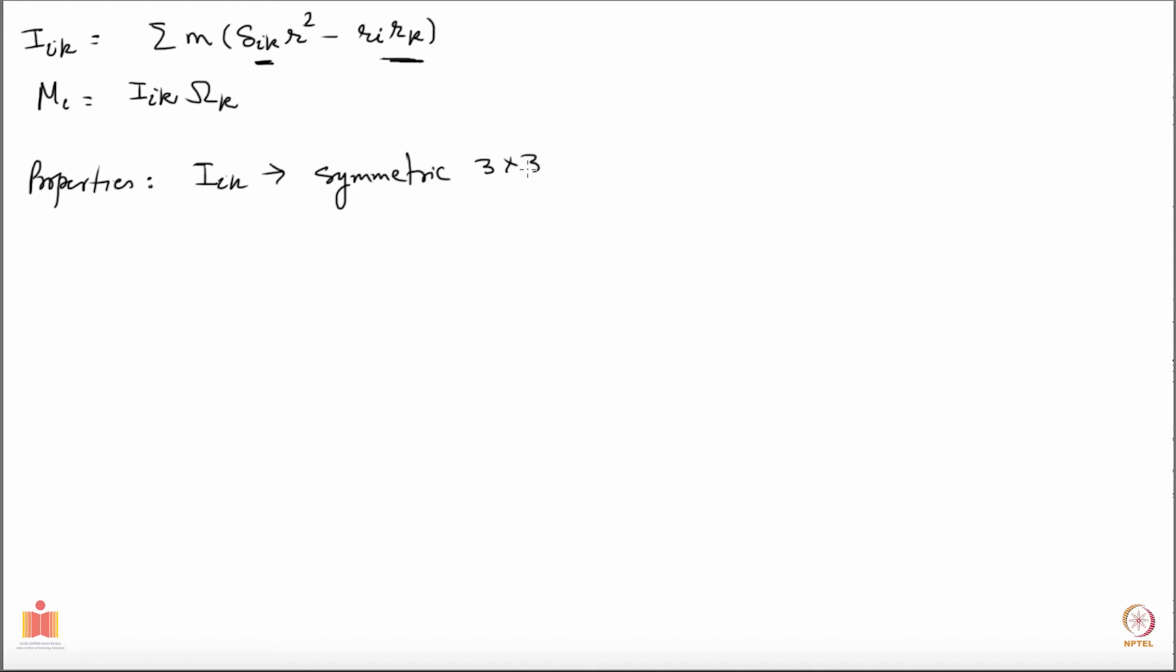3 cross 3 matrix. It's real, right? All the entries are real. There is no complex quantity entering here. Does that remind you of something? If you have a real symmetric matrix, you can do something. You can diagonalize it. So to this we will come back a little later, and you can diagonalize it by an orthogonal transformation.